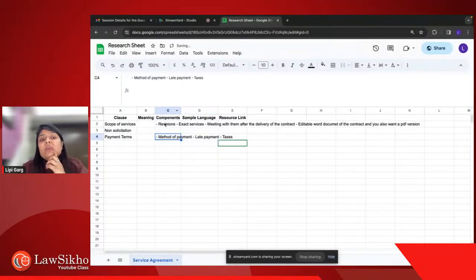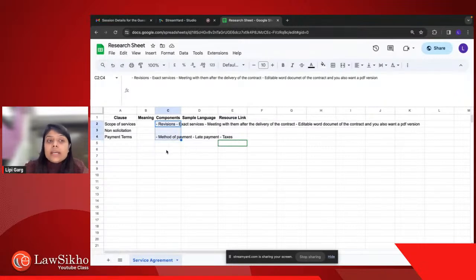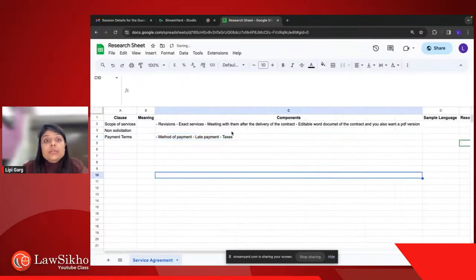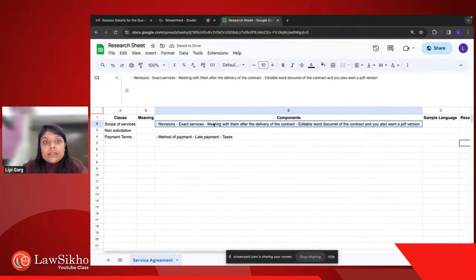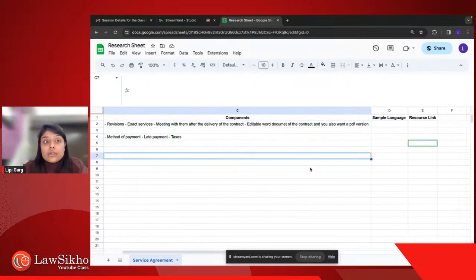Now how will you research on these things is that you start reading up on a couple of, let's say, 5 service agreements from the internet, and you read their payment terms, you read the scope of services, and then you realize that these are the possible things which can be added. These can be made more comprehensive. The more drafts you read, the more comprehensive you can make these clauses for yourself.